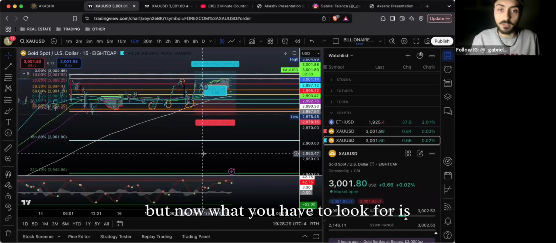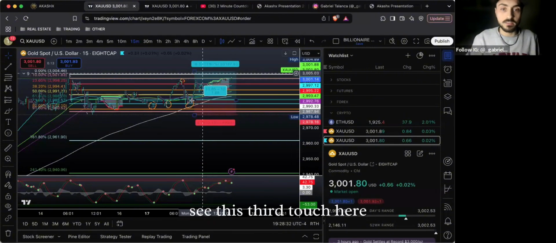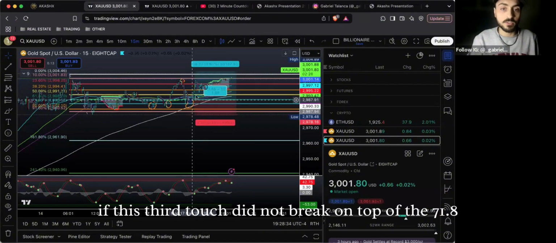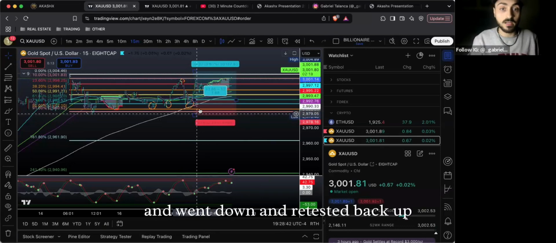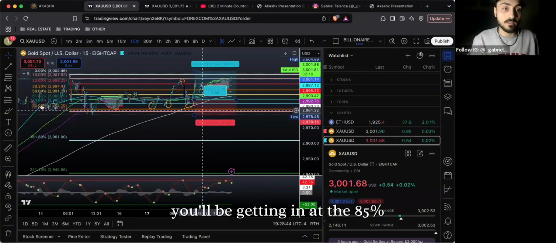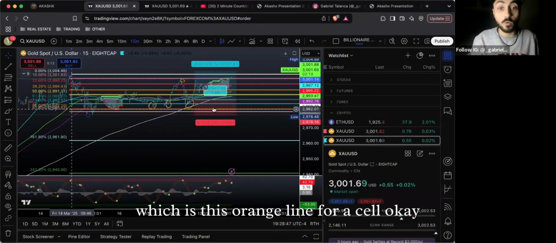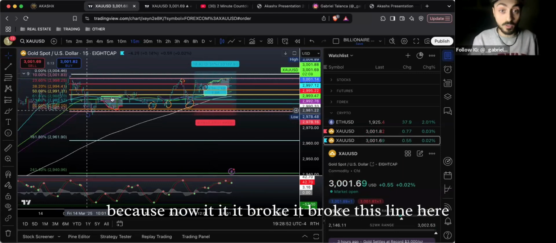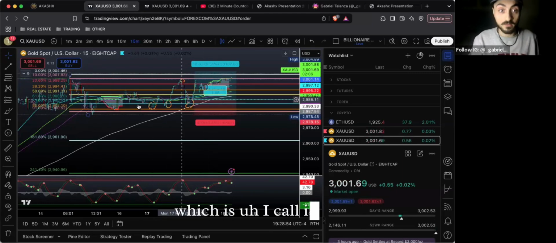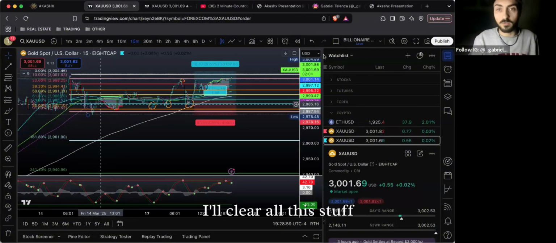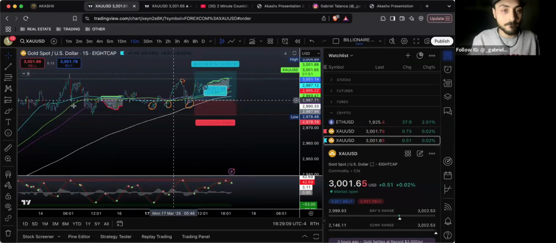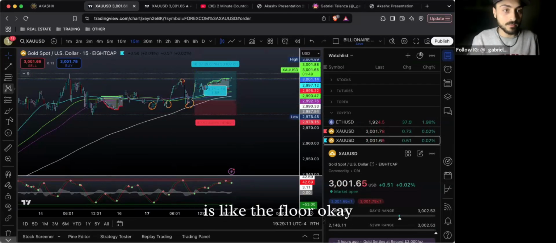But now what you have to look for is, see this third touch here? If this third touch did not break on top of the 71.8 and broke underneath it, went down and retested back up, you'll be getting in at the 85%, which is this orange line, for a sell. Because now it broke this line here, which I call the floor. This is pretty much like a floor. Here, I'll clear all this stuff so you guys can see it more clearly. So this right here, guys, is like the floor.